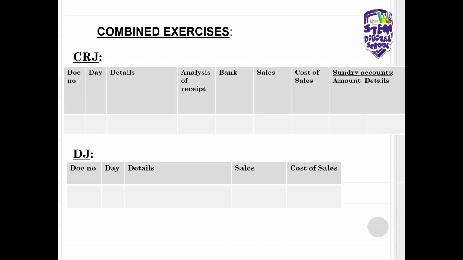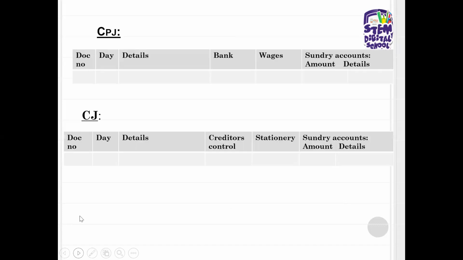Right, guys, I'm going to move to the next slideshow. That will be the other 2 journals, so you can get their formats. Right, so to start off, there's the CPJ. Your columns are going to be document number, day, details, bank, wages, and sundry accounts.